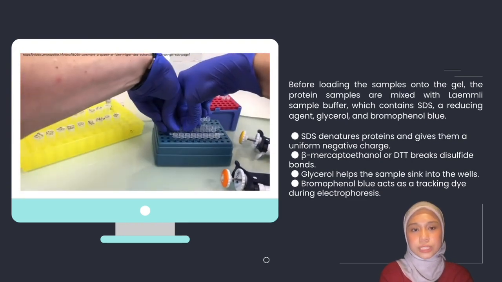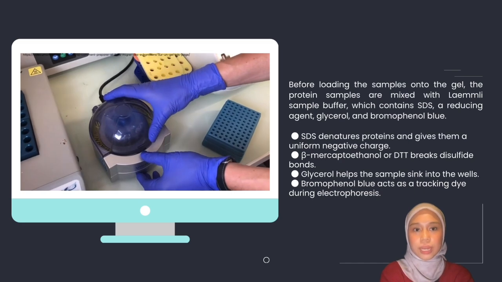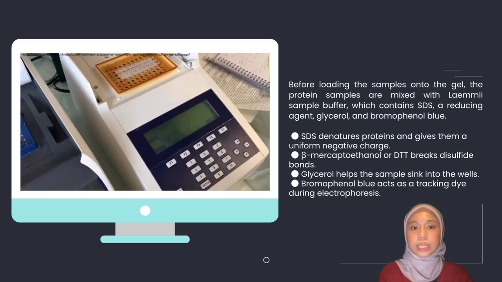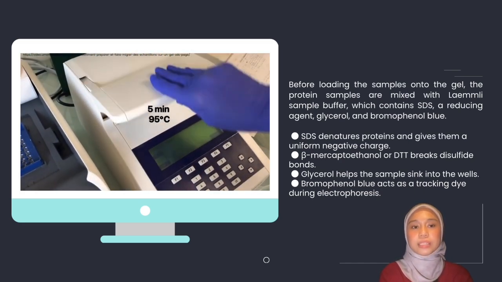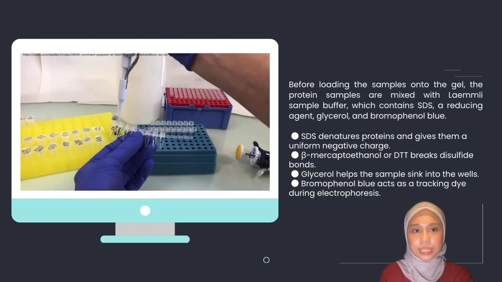during electrophoresis. After mixing, the samples are briefly centrifuged to collect the solution at the bottom of the tube. The samples are then heated at 95 degrees Celsius for about 5 minutes to completely denature the proteins before being loaded onto the SDS-PAGE gel.